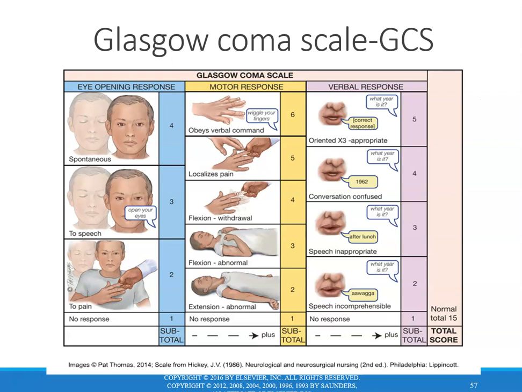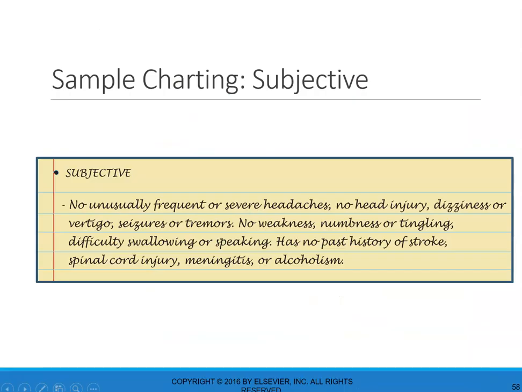With verbal response, if they're oriented and alert and they can answer your questions of level of consciousness or orientation, then you would mark 5. If they're a little confused, then you mark 4. If their speech is just flat out inappropriate, like in this example, it says, "What year is it?" and they say after lunch, then you will mark a 3. And if you cannot comprehend their speech, you will mark 2, and then no response. Normal is 15 for the Glasgow Coma Scale.